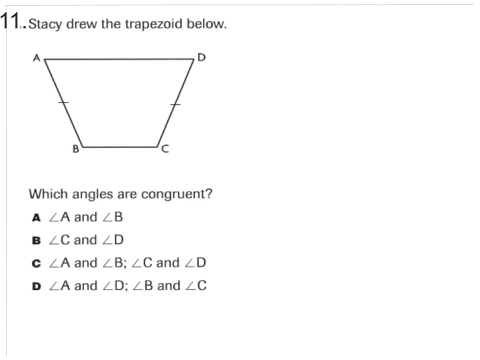For number 11, it says Stacy drew the trapezoid below. Which angles are congruent? Remember, the word congruent means equal. Go ahead and press pause and choose your answer.